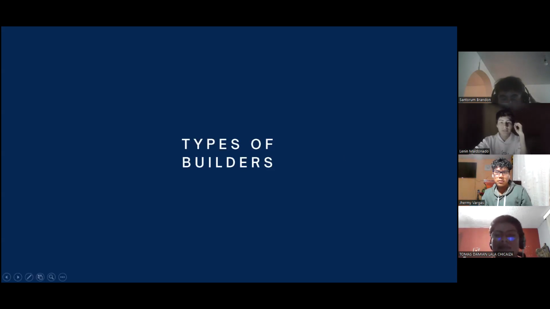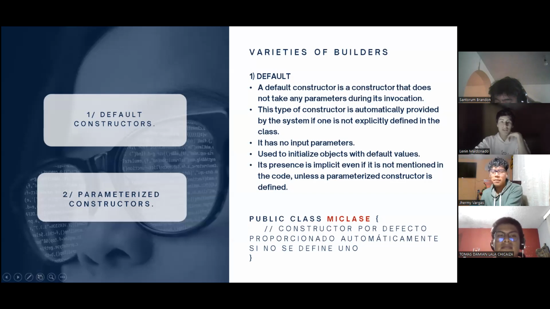Types of constructors. Default. A default constructor is a constructor that does not take any parameters during its invocation. This type of constructor is automatically provided by the system if one is not explicitly defined in the class. It has no input parameters. Used to initialize objects with default values. Its presence is implicit even if it's not mentioned in the code, unless a parameterized constructor is defined.